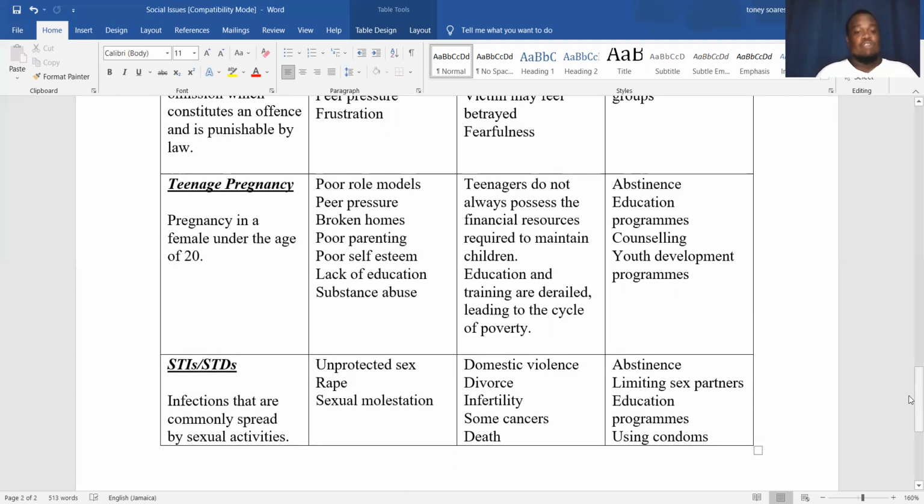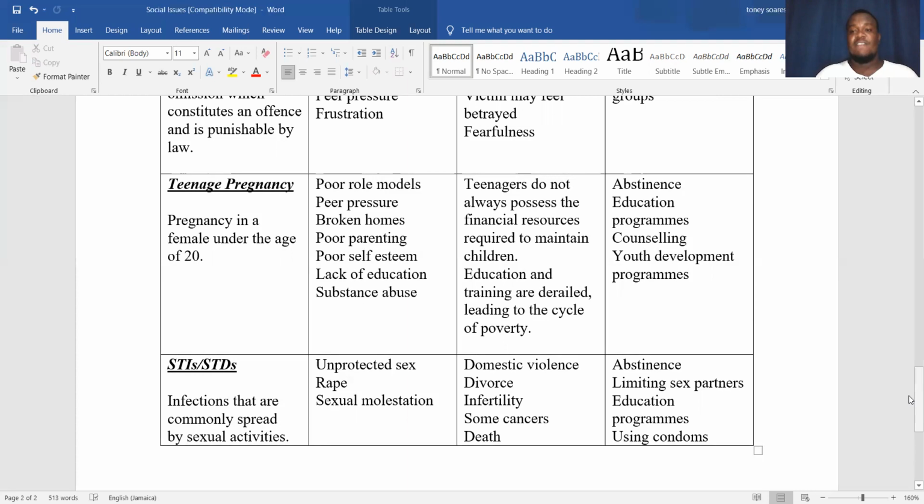Some victims have been raped, right? And some have been sexually molested, right? Some of the consequences: domestic violence, divorce, infertility, some cancers, and death. Some partners, when they find out that the partner gave them an STI, STD, they would want to hurt them physically, right? Some couples break up because of this.